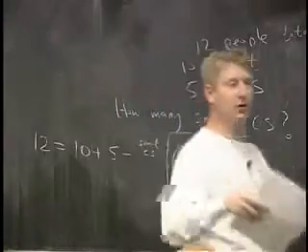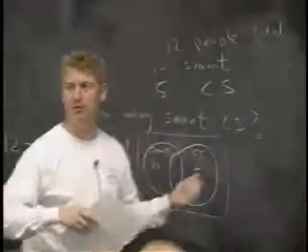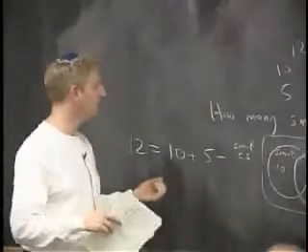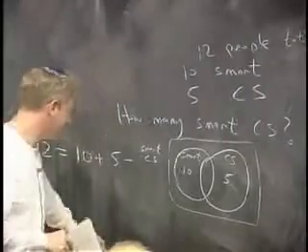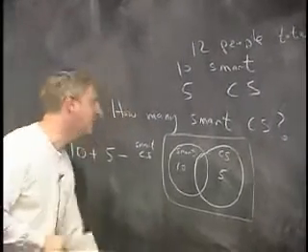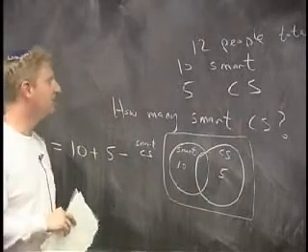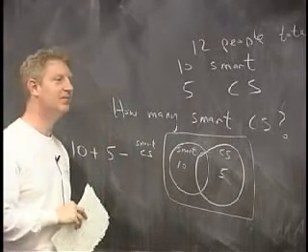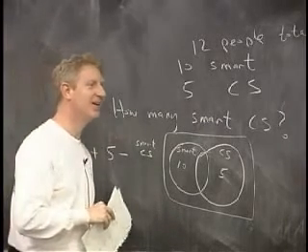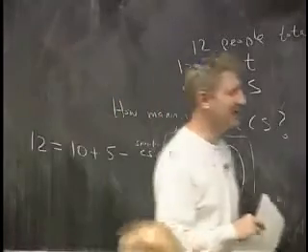There's 12 people in my universe. 10 of them are smart. 5 of them are computer scientists. How many of them are both? No, you still haven't put it in the range. You're saying that there are no people who are... Oh, you're right. I have to say that there are no people that are dumb, non-computer scientists. You're right. I do. I missed that. Very good.